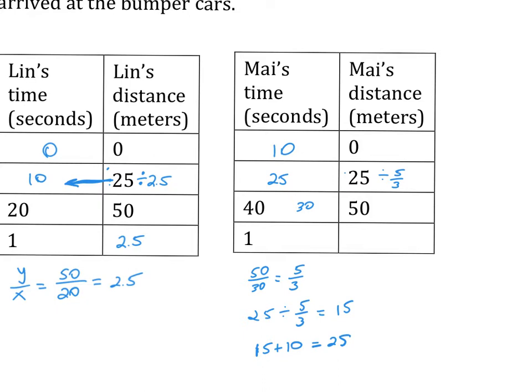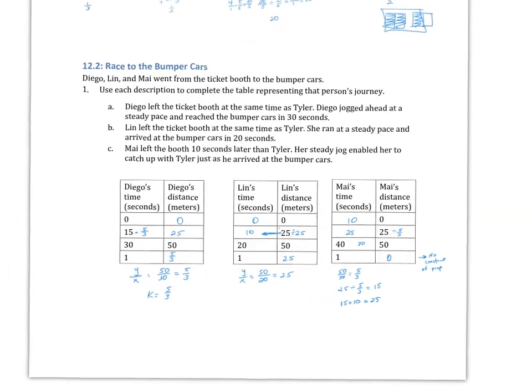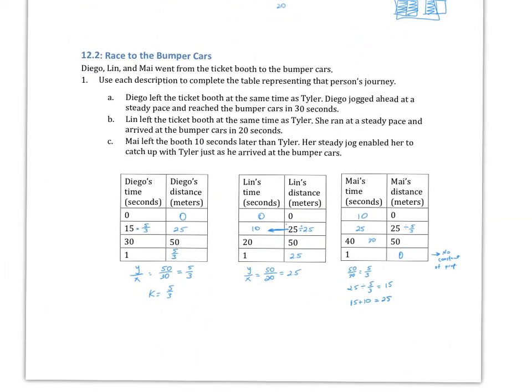Okay. Now, the other part that's different is where was May after 1 second? Well, we know she didn't walk for 10 seconds, so that means she hasn't moved yet after 1 second. So this is where you notice 1, 0, there's no constant of proportionality. So that should kind of give you a hint as to whether or not this is a proportional relationship. All right, so let's go ahead and take a look at question 2.